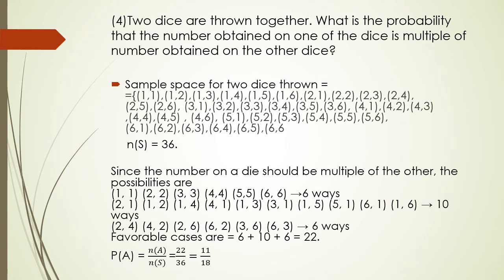Now let's look at the last example. Two dice are thrown together. What is the probability that the number obtained on one of the dice is a multiple of the number obtained on the other dice? Here the experiment is the same, that two dice are thrown together. And we want to find the probability that the number obtained on one of the dice is a multiple of the number obtained on the other dice. The sample space for two dice thrown would be this, and the number of sample points here is 36.